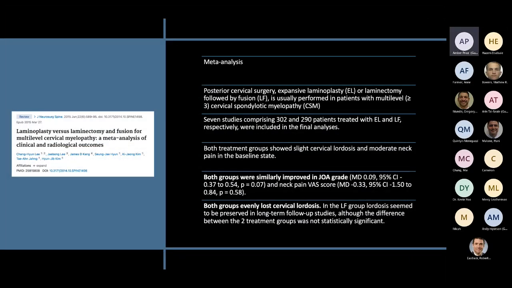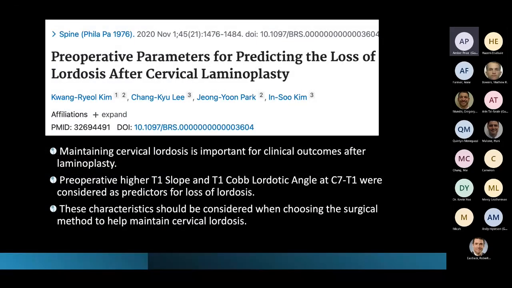So what about just laminoplasty versus actual posterior fusion? This meta-analysis evaluated 7 studies comprising 302 and 290 patients treated with laminoplasty versus fusion. Both treatment groups showed slight cervical lordosis and moderate neck pain at baseline, and they were evaluated based on their MJOA. Both improved with regards to their MJOA, and in this group, both groups evenly lost cervical lordosis, interestingly. So laminoplasty doesn't always show that postoperative kyphosis. It kind of depended on which paper I was reading.